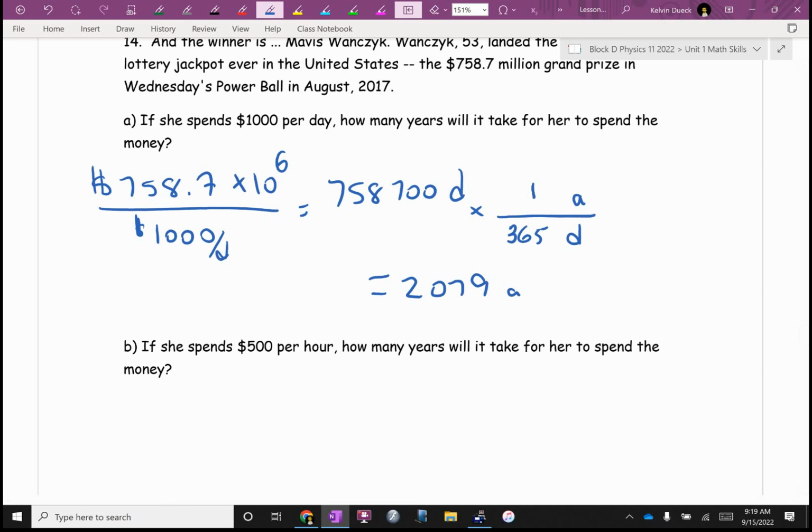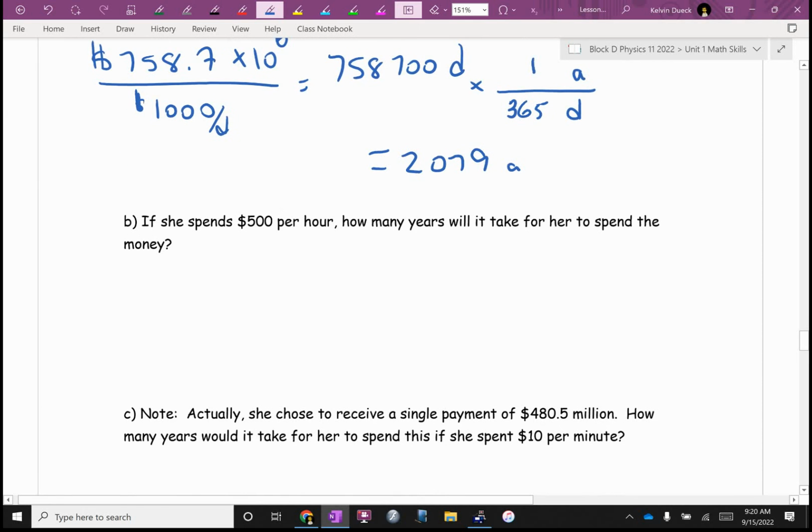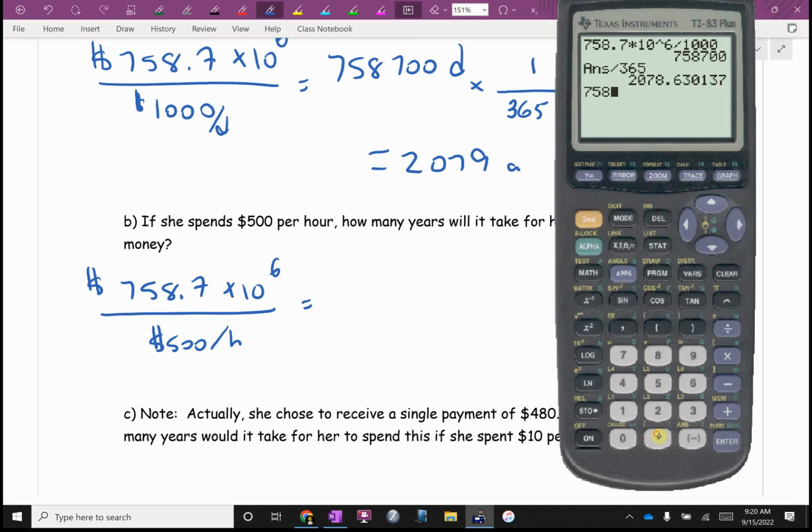Instead of $1,000 per day, $500 per hour. 24/7. Okay. We'll write down what they gave me, which was $758.7 million times 10 to the 6th. And I'm going to divide it by 500 so I can figure out how many hours this will be. 758.7 times 10 to the 6th divided by 500.